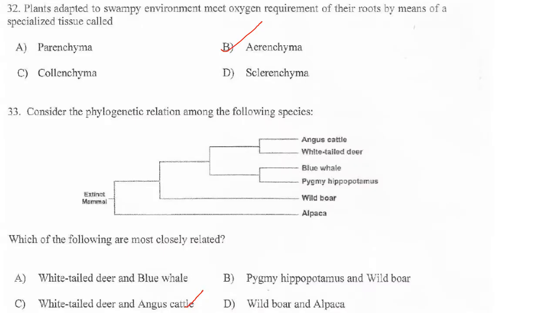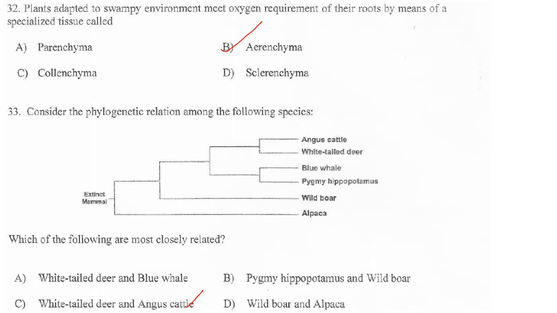Then, plants adapted to a swampy environment meet oxygen requirements of their roots by means of a specialized tissue called. So it is the tissue called parenchyma. Parenchyma is a spongy tissue that forms spaces or air channels in the leaves, stem and roots of halophytic plants. The presence of parenchymatous tissue helps in exchange of gases between the shoot and the root system.